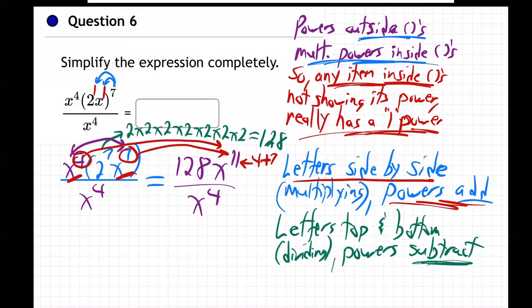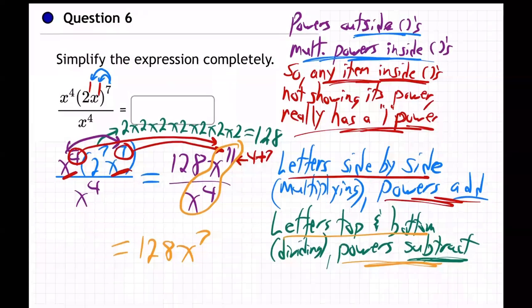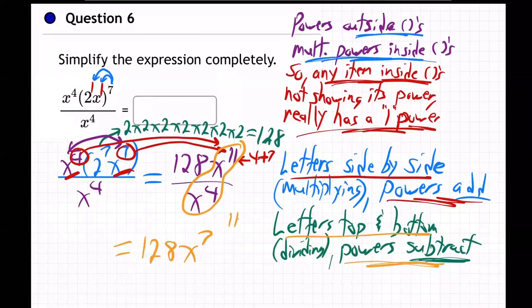And now, last step here, what's going to happen with the X to the 11th over X to the 4th? Well, letters top and bottom, powers subtract. So that's going to be 128 X to the 7th, because that comes from 11 minus 4. And there we go. There's the answer, 128 X to the 7th.